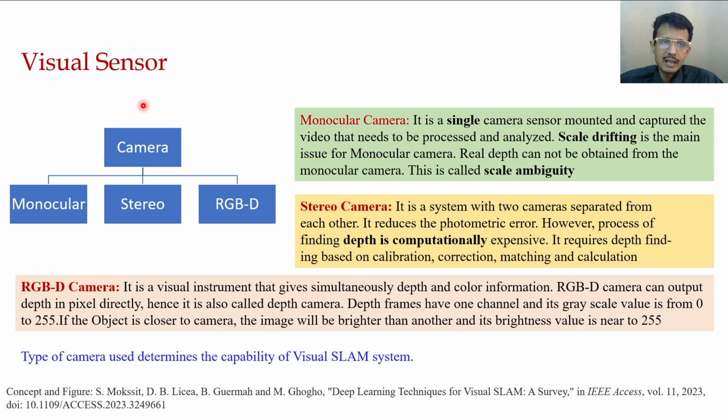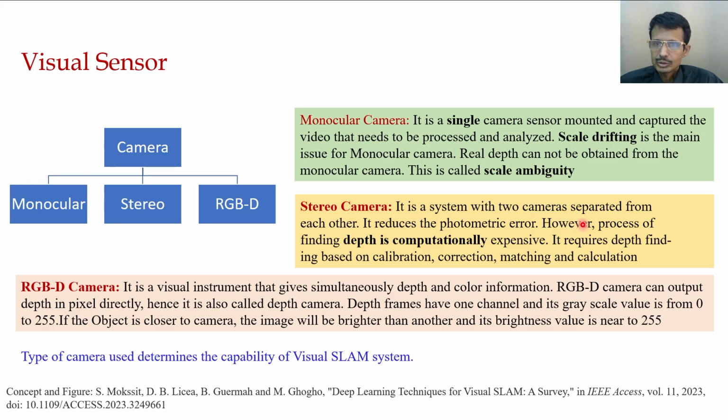Here there are some visual sensors, cameras: monocular and stereo. A monocular camera is a single camera sensor mounted to capture video that needs to be processed and analyzed. Scale drift is the main issue of the monocular camera. Real depth cannot be obtained from a monocular camera. This is the scale ambiguity. So these are the basic sensors that we are going to use.